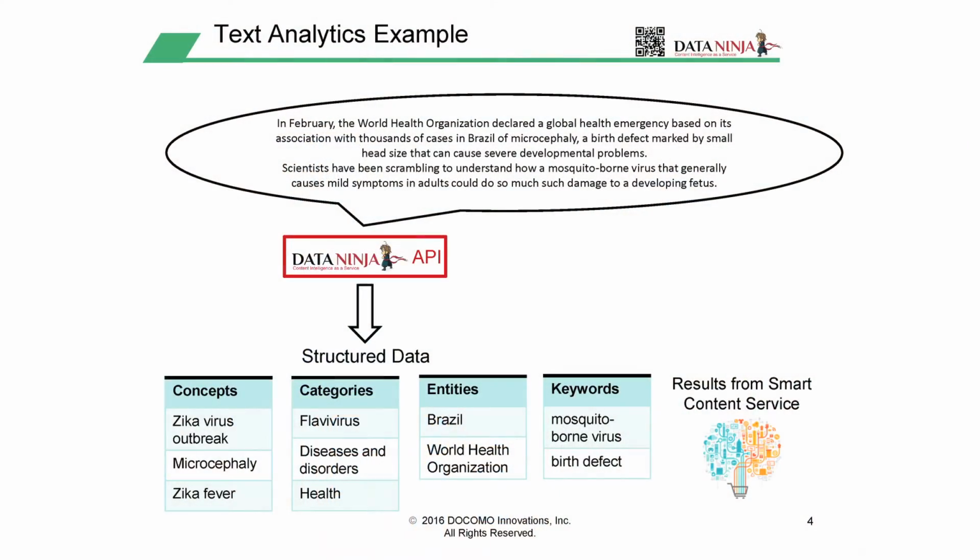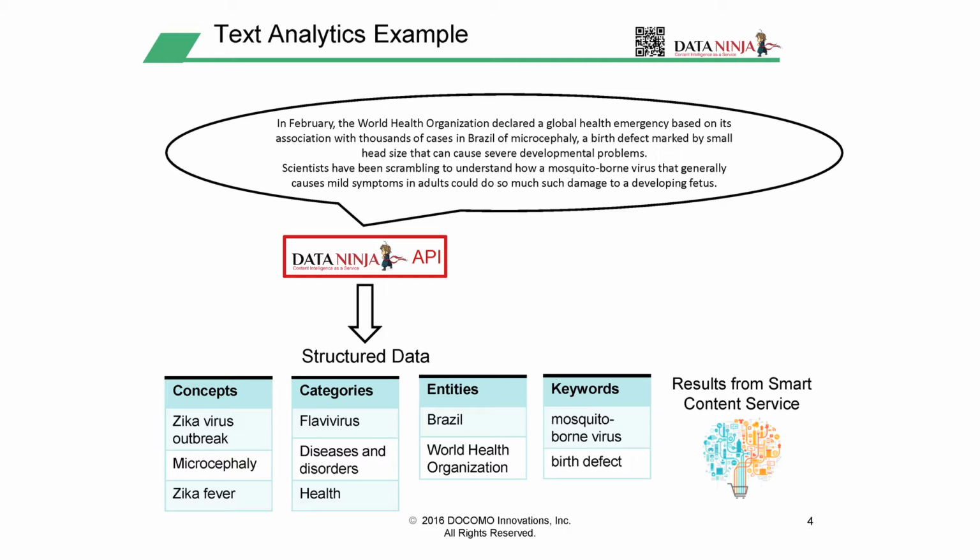I think the best way to show text analytics is to give you an example. So what I have done is taken an excerpt of a news article, and the news article is quite long. I just took like a paragraph from it. And you'll see that it talks about the Zika virus outbreak. And you notice that none of the text mentions the Zika virus explicitly. But what we can then do is to call the Data Ninja services.